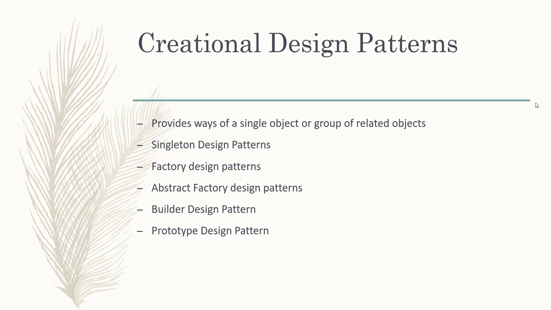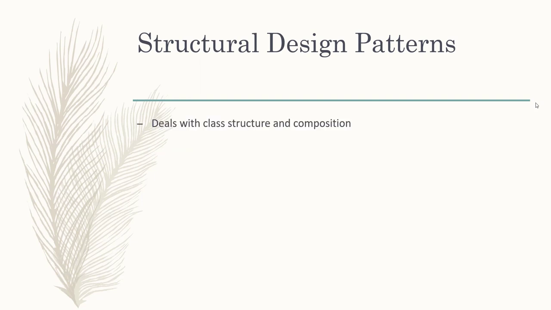So now let's understand what is structural design pattern. Structural design patterns ideally deal with the class structure such as inheritance and composition. In an ideal scenario, structural design patterns provide a manner to define relationships between the classes or their objects. There are majorly 7 design patterns: the adapter design pattern, bridge design pattern, composite design pattern, decorator design pattern, facade design pattern, flyweight design pattern, and the last one is the proxy design pattern.